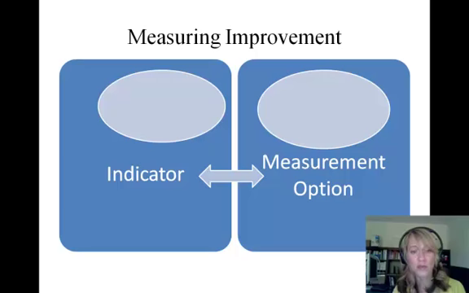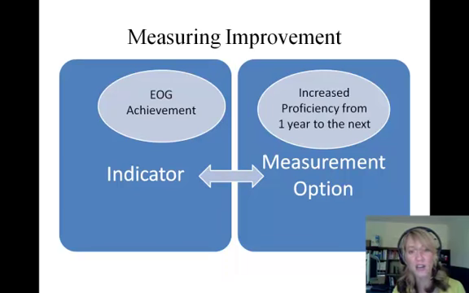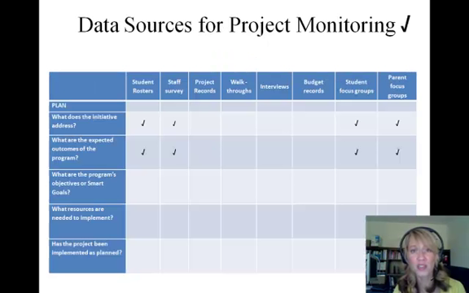For example, you may select end-of-grade achievement as an indicator and increased proficiency from one year to the next as a measure. If you select a measure that is readily available to you on a standard report, it will take much less time than if you collect the data and attempt to analyze it yourself. Additional information, including a table of examples of indicators and measures for both achievement and behavioral outcomes, can be found on the Resource tab and is entitled Determining Indicators of Your Success.